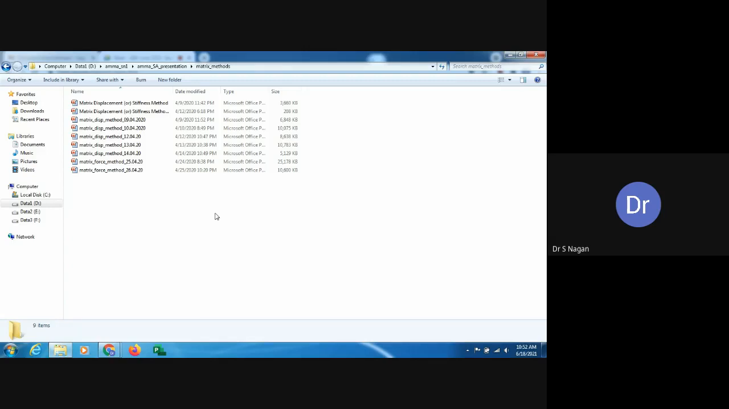As we have seen the step-by-step procedure for analysis of portal frames with sway and without sway using moment distribution method, here also we have 8 to 9 steps. Those steps will be common for analysis of continuous beams, analysis of portal frames, and even analysis of trusses, because these are the contents of today's discussion. We need to see how to analyze the continuous beam, how to analyze portal frames. Though portal frame is not included, let us take one example on portal frame also, and then how to analyze pin jointed trusses using this matrix displacement method.